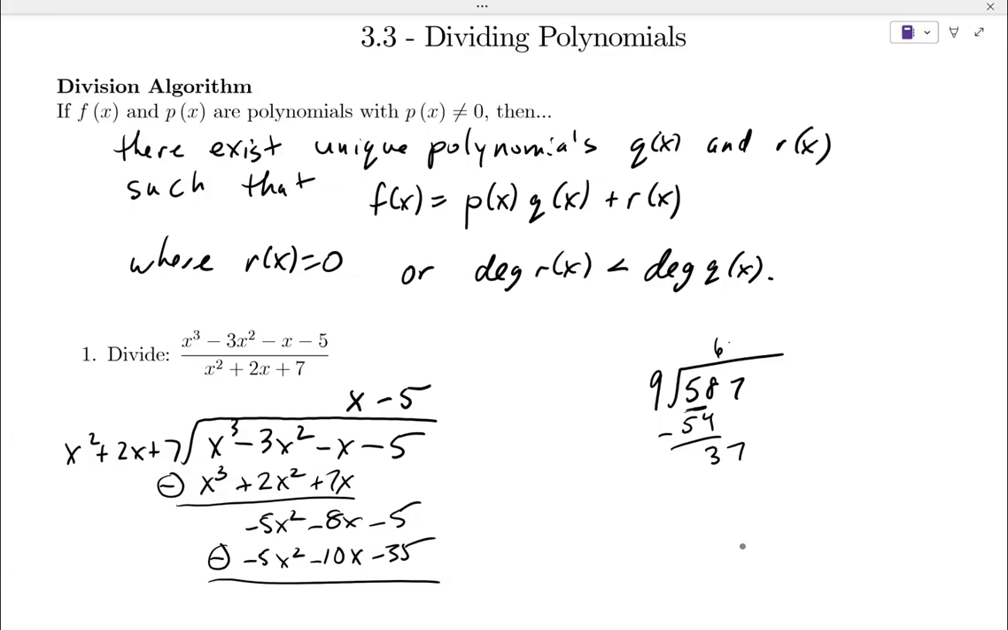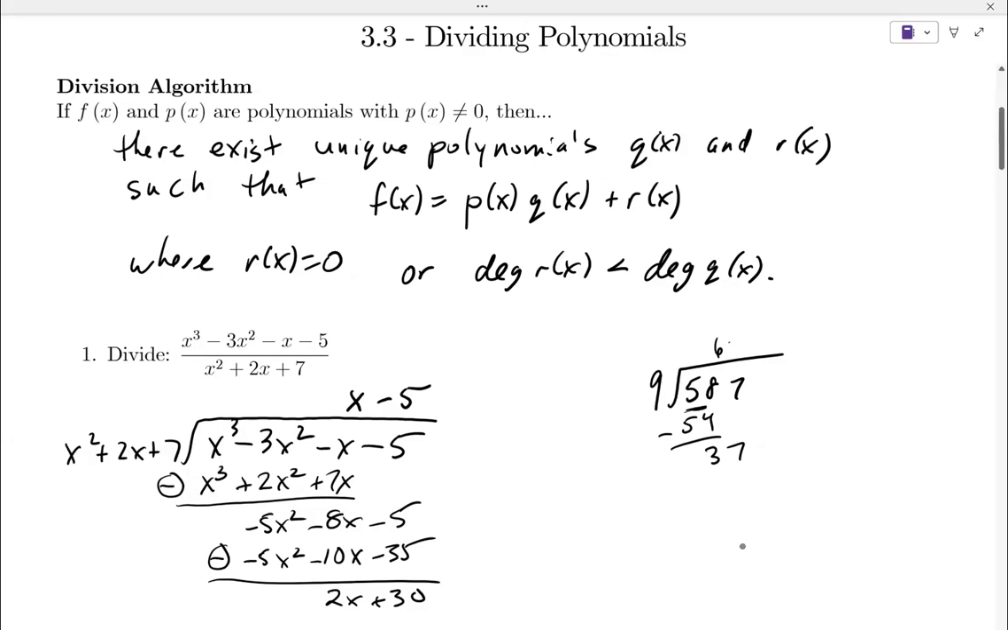Subtract again like we did before. Negative 5x squared minus the minus 5x squared goes away. Negative 8x minus a minus 10x gives us what? Positive 2x. Negative 5 minus a minus 35 gives us positive 30.